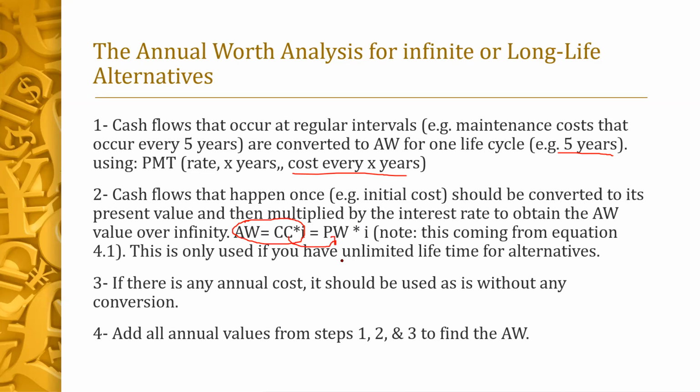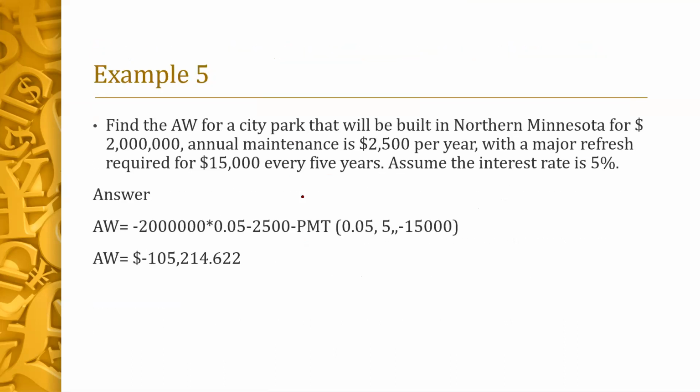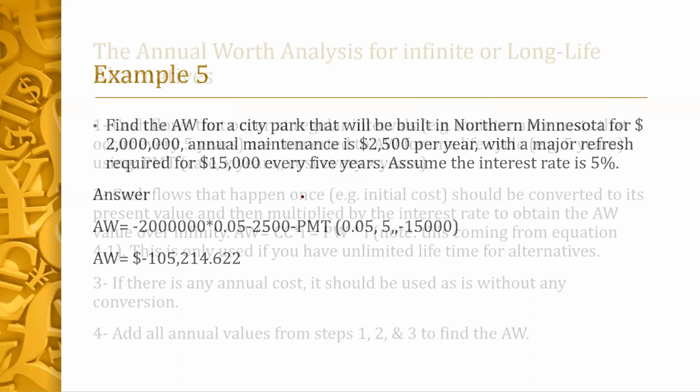And this is how you do it for the transaction that happens only once, and most likely that's going to be the initial cost. Number three, if there's any annual cost, it should be used as is; there's no need to multiply it by anything. And then the last step is adding all these together. These are excellent, but let's apply what we've learned, these steps, to this example.